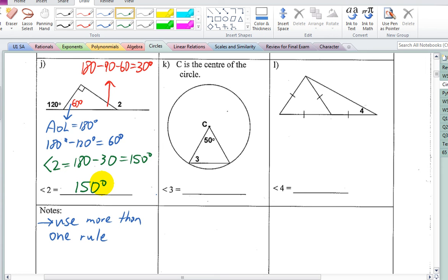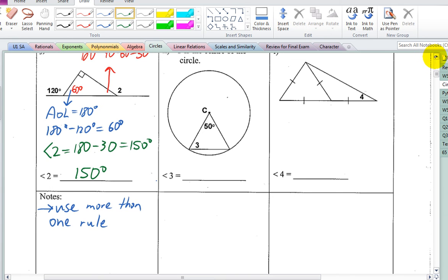So that's kind of where we're going. Like this is grade 9 work. And you have to put several steps together. Okay, it's pretty intense. You got to know your rules. Make up some flashcards if you need to. Okay, moving on.